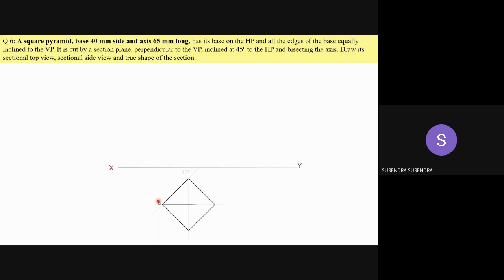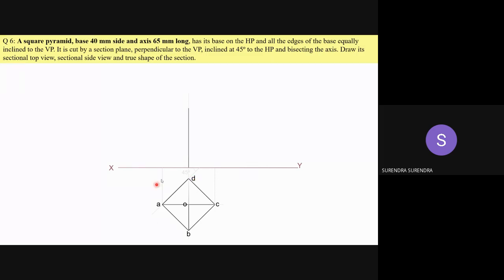Project all the points from the top view. As it is a pyramid, represent the two diagonal lines, the lines joining the base points to the apex. For a pyramid, you should represent it compulsorily. Apex point. Now, project all the points.